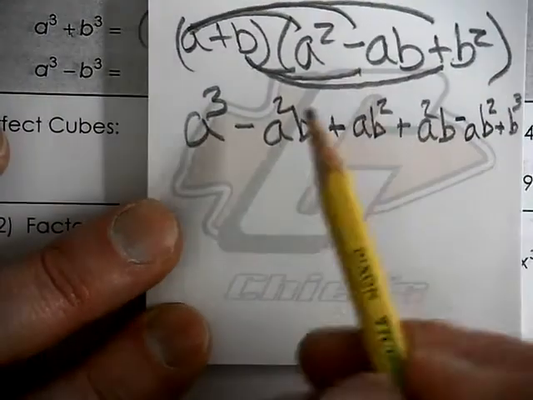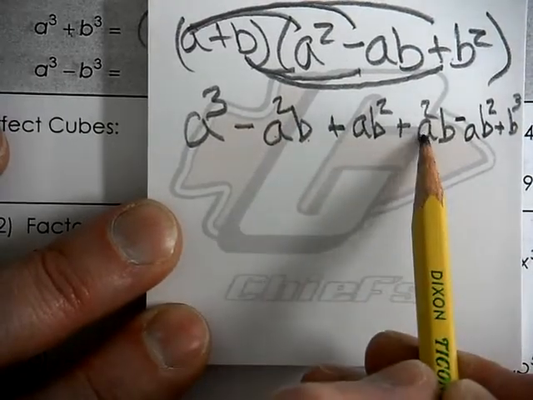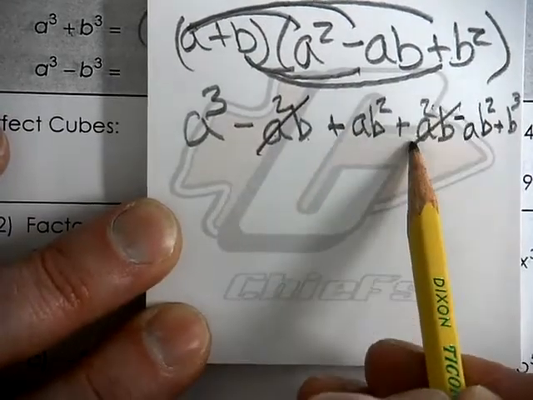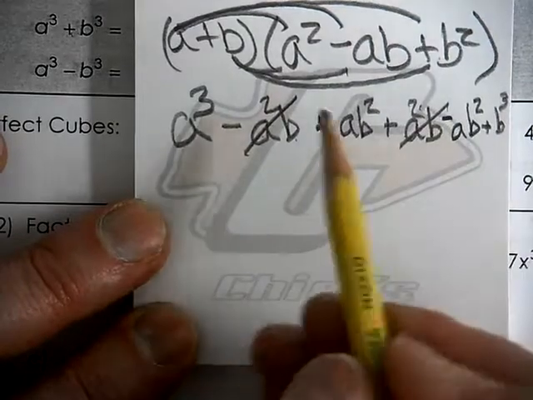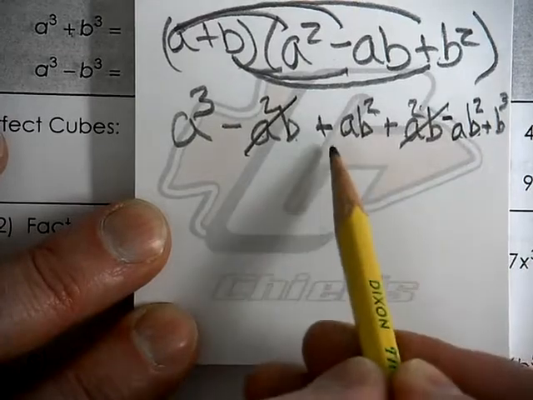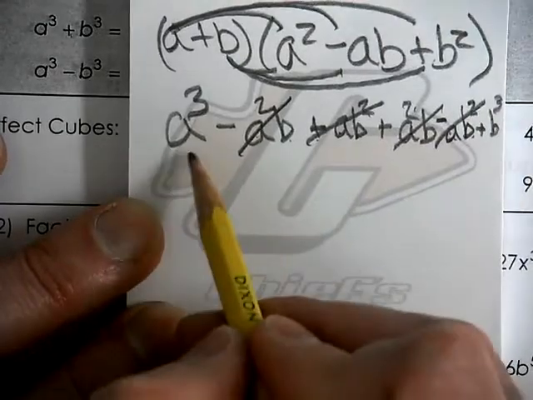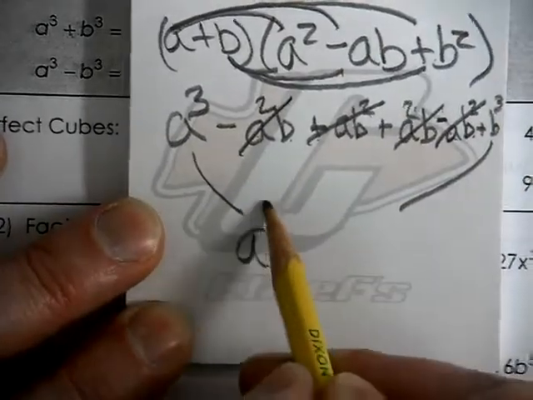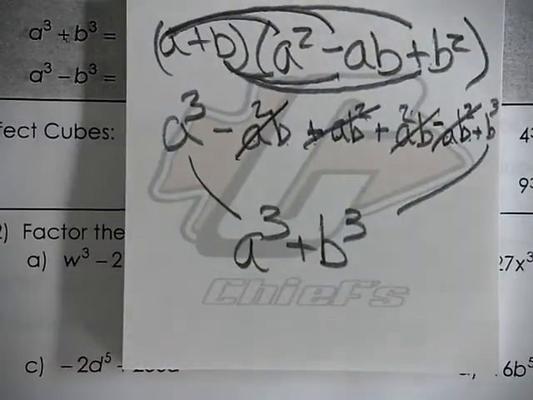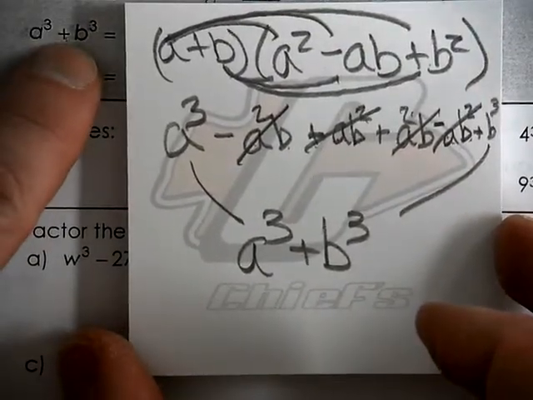Barely fits. Notice what's going to happen. We have an a squared b and we have an a squared b. Those would be considered like terms. This is negative, this is positive, they're going to cross out. This is ab squared and ab squared. Those are like terms. This one's positive, this one's negative, they cross off. What do we have left over? A cubed plus b cubed. You can always check every factoring question to see if you get the original problem as we had here.